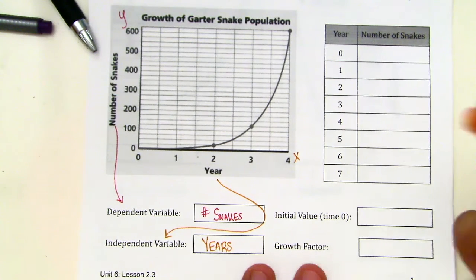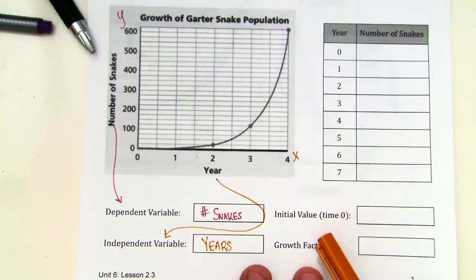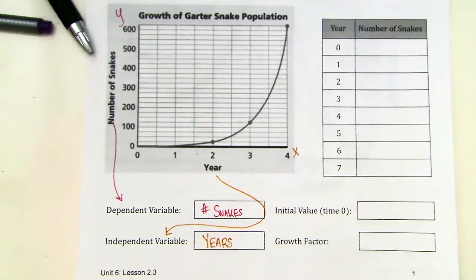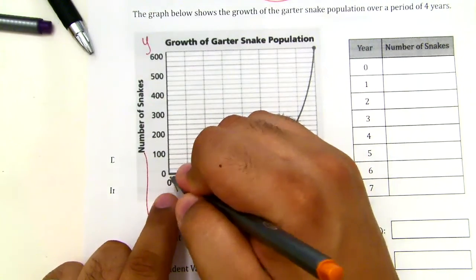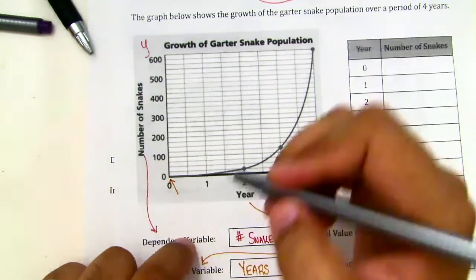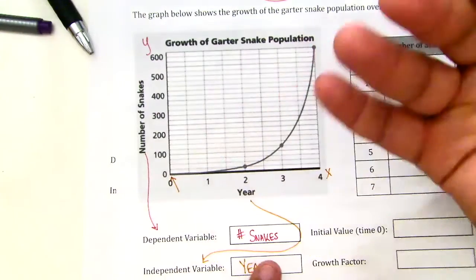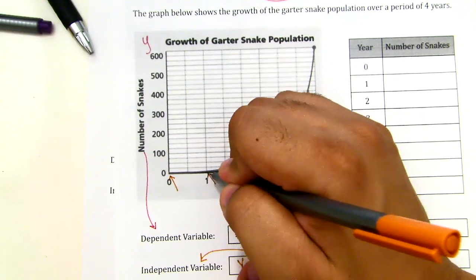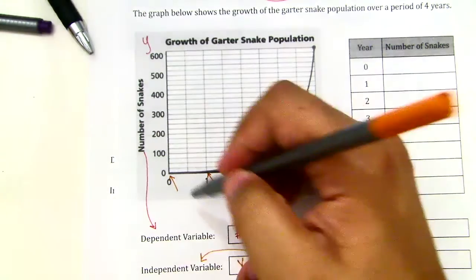Our target here is to figure out the initial value, which is the number of snakes that we have at time 0, and the growth factor. You might be inclined to say, okay, initial value, that's at time 0. So let's look over here at time 0. We need to figure out the y value. Over here, it looks like it's 0, but it's actually not 0. It's just a really small number. The way this graph is set up, I can't actually see that number. Likewise, I can't even tell what this number is right here. The number is too close to this bottom line.